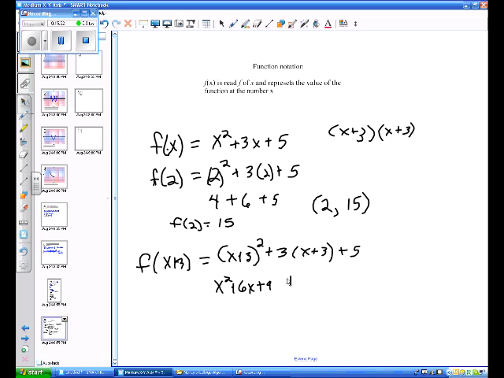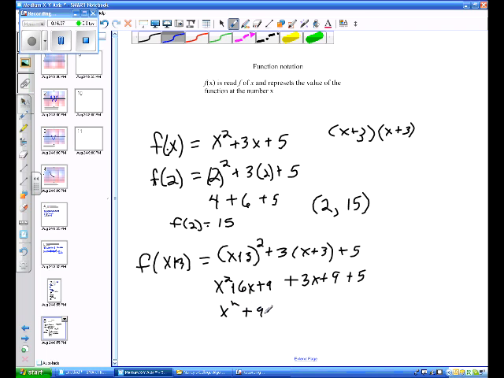Then, using our distributive property, we're going to have 3x plus 9 plus 5. Combining our like terms, we get x squared plus 9x plus 18 and 5's 23.